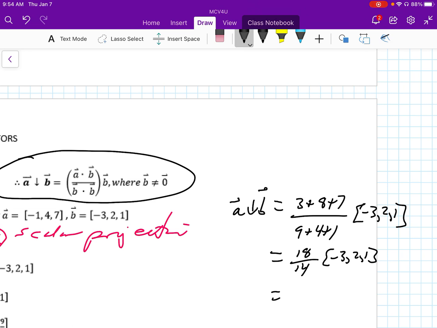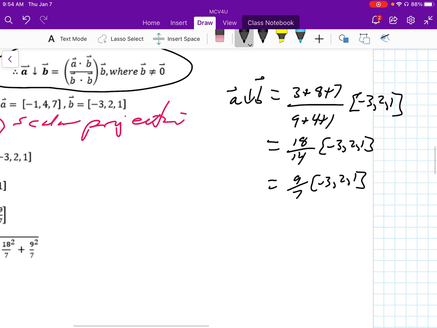You can even reduce that, right? 9 over 7 you can do, multiplied by -3, 2, and 1. So we end up with -27 over 7, 18 over 7, and 9 over 7. Okay, so there's the vector projection of A onto B.